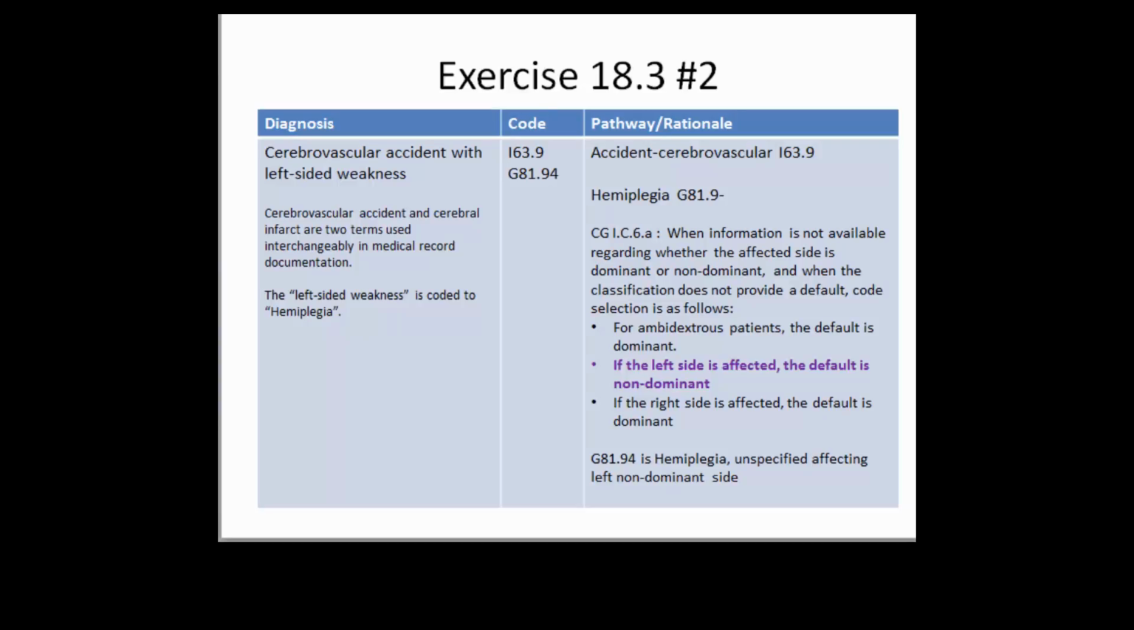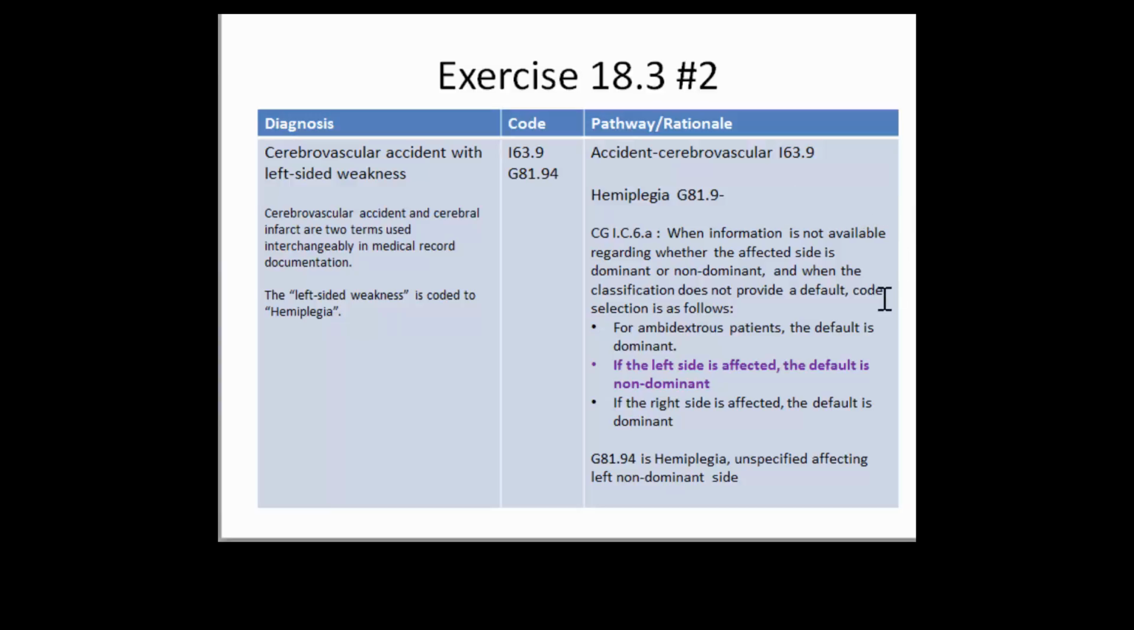Okay, let's look at this exercise, 18.3, number 2. A couple of things I want you to notice in this exercise. A cerebrovascular accident and a cerebral infarct and a stroke are terms that are used interchangeably in documentation, and left-sided weakness is referring to hemiplegia. You would code the stroke as an accident, cerebrovascular, I63.9, and then your hemiplegia, G81.9 dash, that dash meaning we need additional characters. So that takes us to the same guideline that we just looked at a little bit earlier.